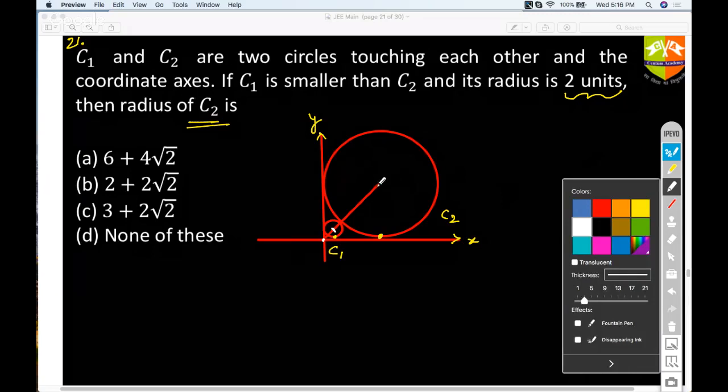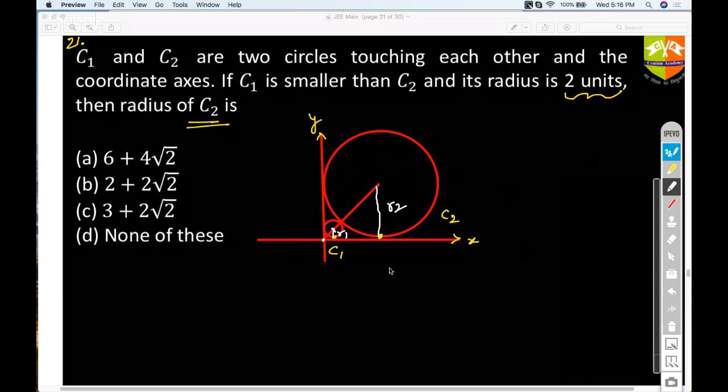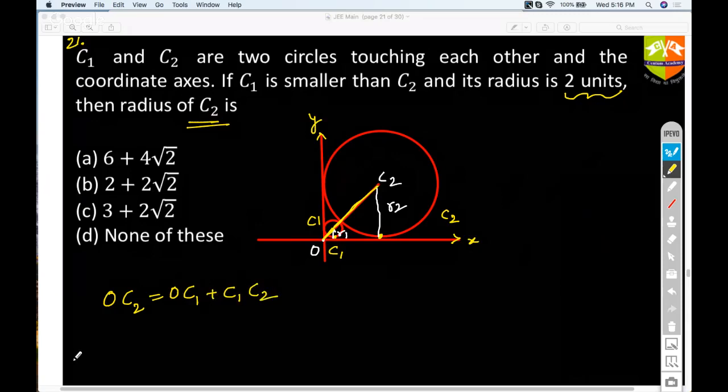So guys, it's very obvious. Let's say I call this radius as R2 and I call this as R1. Okay. If you look at O to C2 distance, correct? O to C2 distance is made up of O to C1 and then C1 to C2, correct? So OC2 is made up of OC1 plus C1C2, right? Correct? And OC2 is nothing but root 2 R2 because this is going to be 45 degrees and this is already R2.